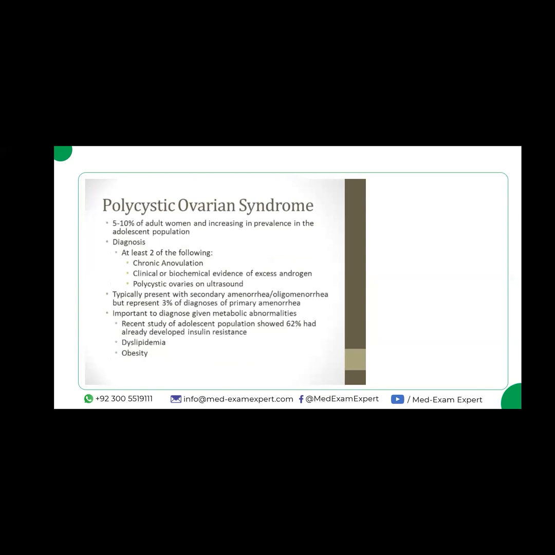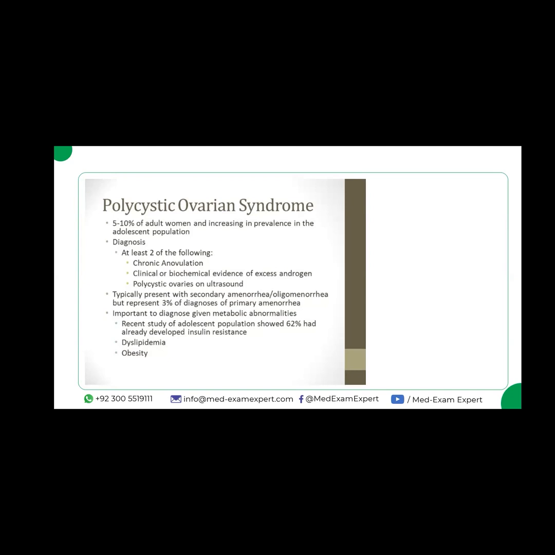Polycystic ovarian syndrome is an important cause of normogonadotropic hypogonadism in the patient, and this is one of the important causes of secondary amenorrhea. 5 to 10% of adult women suffer from PCOS, and increasing prevalence is seen in the adult population. For diagnostic criteria, at least 2 of the following must be fulfilled, which is called the Rotterdam criteria: chronic anovulation, clinical or biochemical evidence of excess androgen level, and polycystic ovaries on ultrasound.